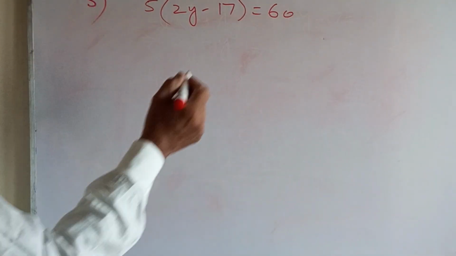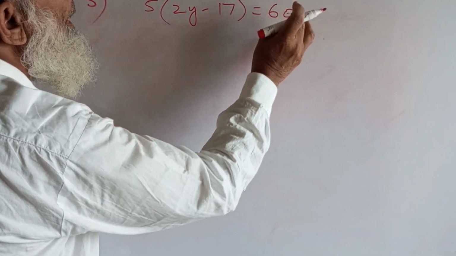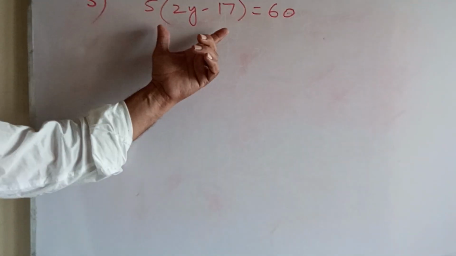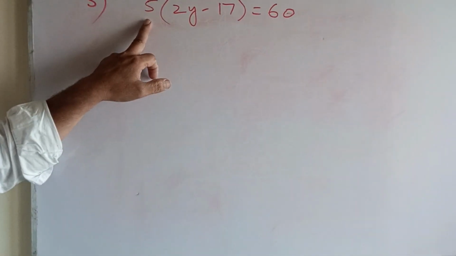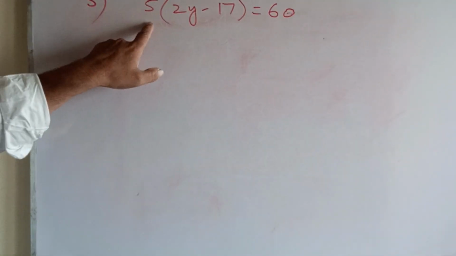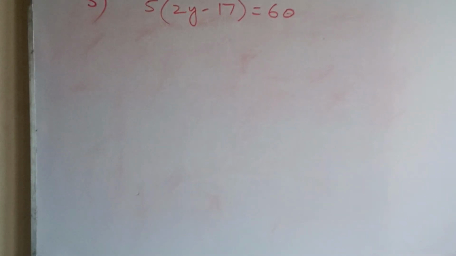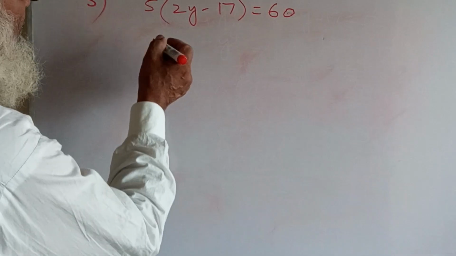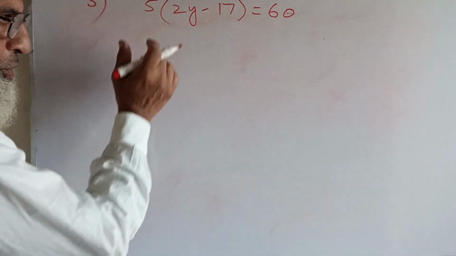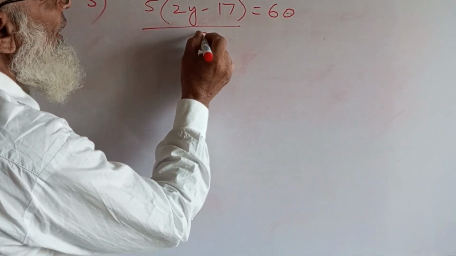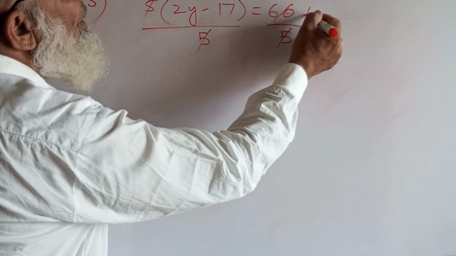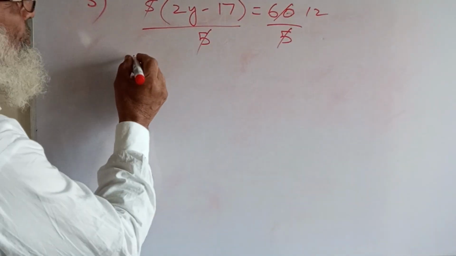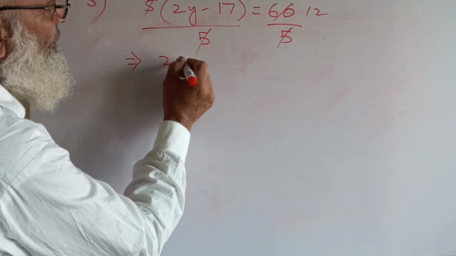Very luckily, it is 60. The question has already been made easy for us. 5 has been taken common, so we can get rid of this 5 at the very first step. In the next step, we'll divide both sides by 5. Now we have gotten rid of this 5 and we have come to 12, so in the next step we are left with this.